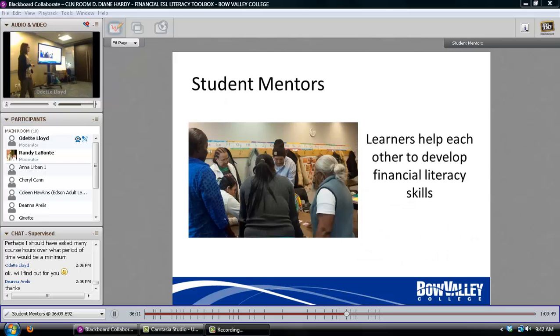The other thing that we've embedded in the program, which has worked really well, is student mentors. So we have students working with each other to develop financial literacy skills. For our learners, it's very interesting because they come from different backgrounds, but a lot of them have similar experiences or challenges. So when they come together and talk about something in common, they help each other problem solve. They're quite resourceful in how they problem solve. So we often have students mentor other learners in the program to support each other with financial literacy.